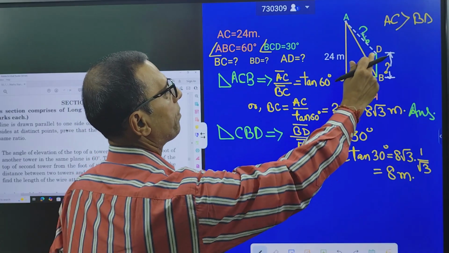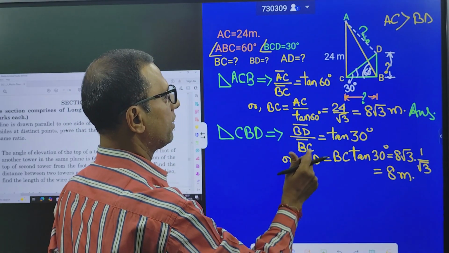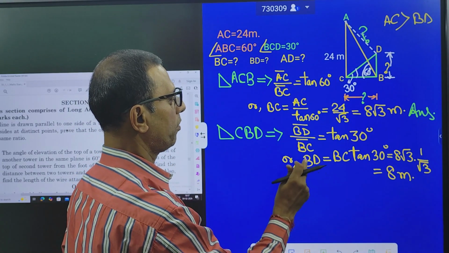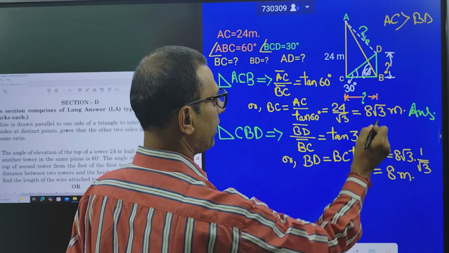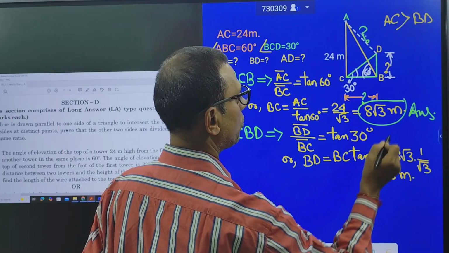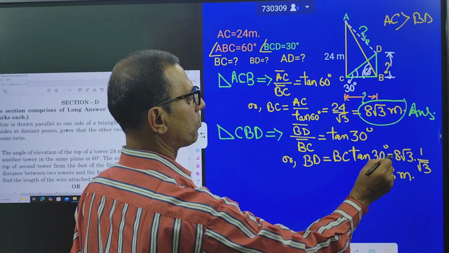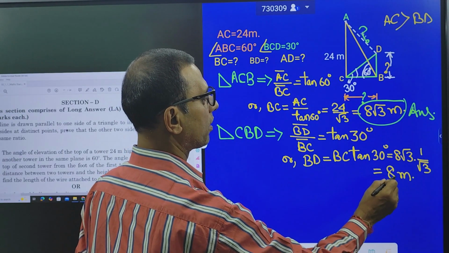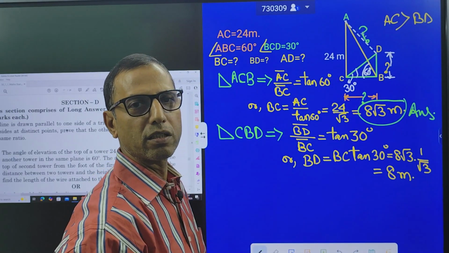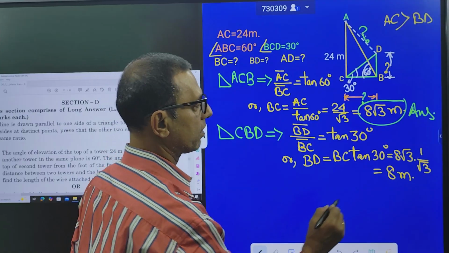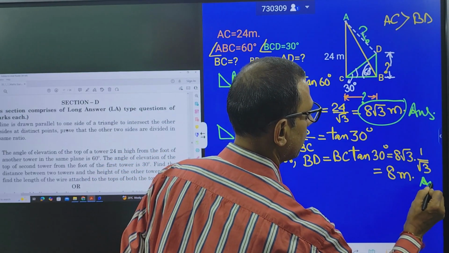So in CBD, perpendicular by base, BD by BC, equals tan 30 degree. So BD equals BC tan 30 degree. What is the value of BC? The value of BC is 8 root 3 meter. So we are replacing BC with 8 root 3, and tan 30 degree is 1 by root 3, so that is 8 meter. So BD, the height of the second tower, is 8 meter. So this is another answer.